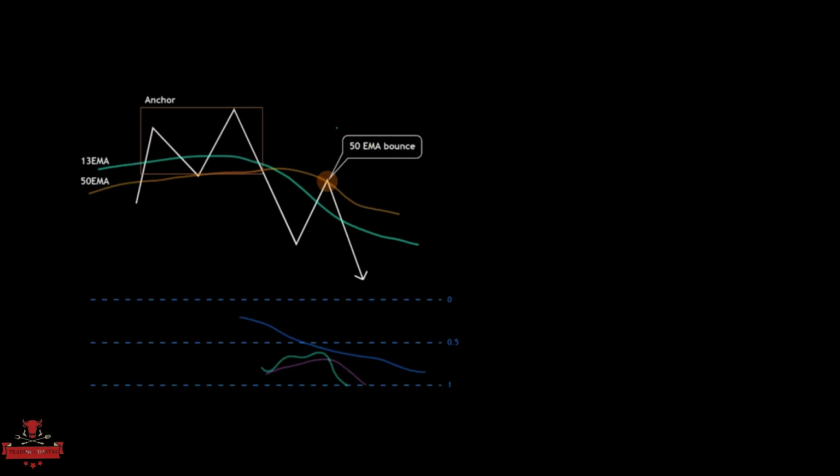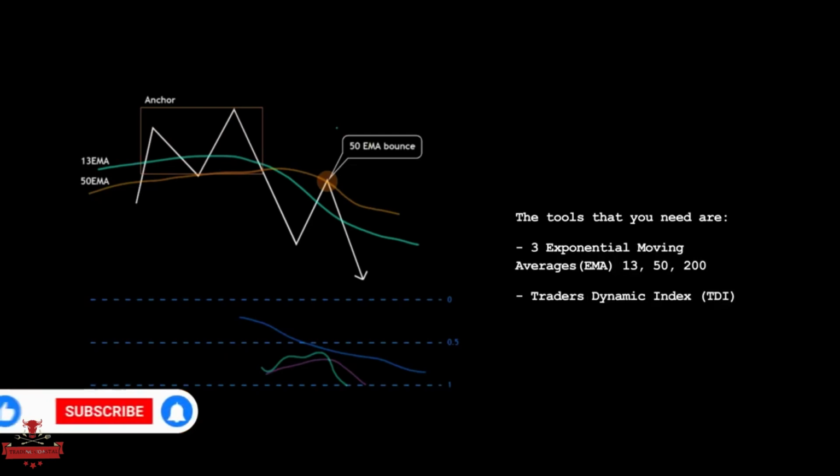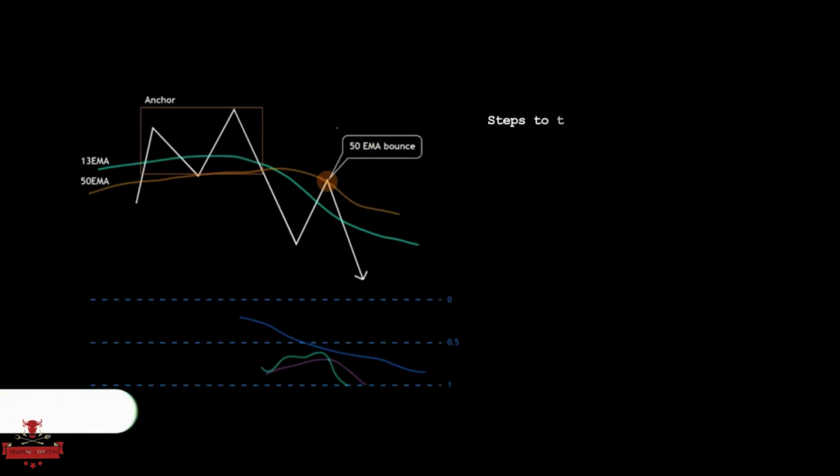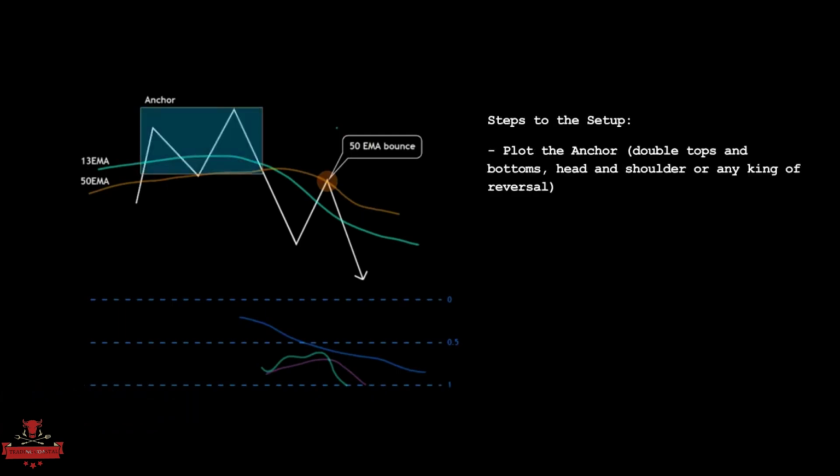close attention now. The tools that you need are 3 exponential moving averages, the 13, 50 and 200, and the TDI indicator, the so-called Traders Dynamic Index. First, you must plot the anchor, which means you must find double tops and bottoms, head and shoulders or any kind of reversal formation that you know. I mentioned the popular ones.